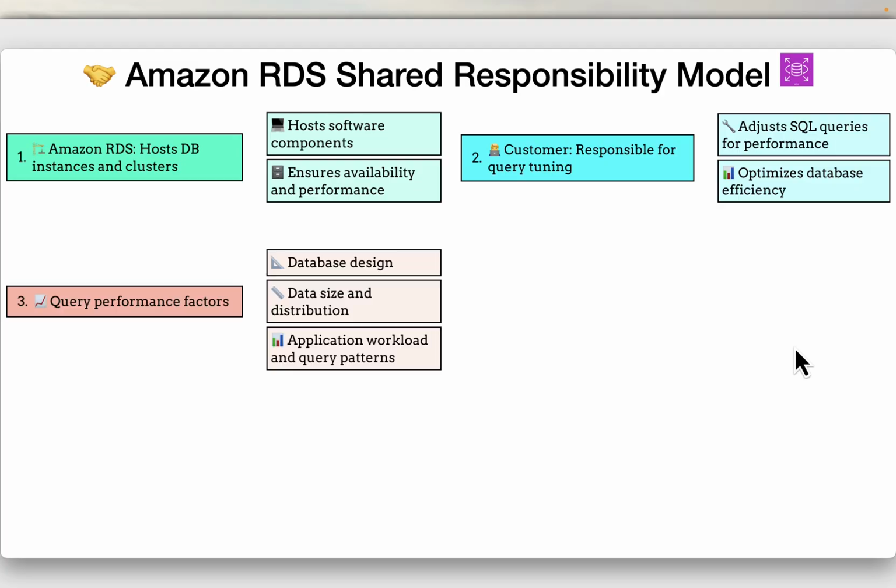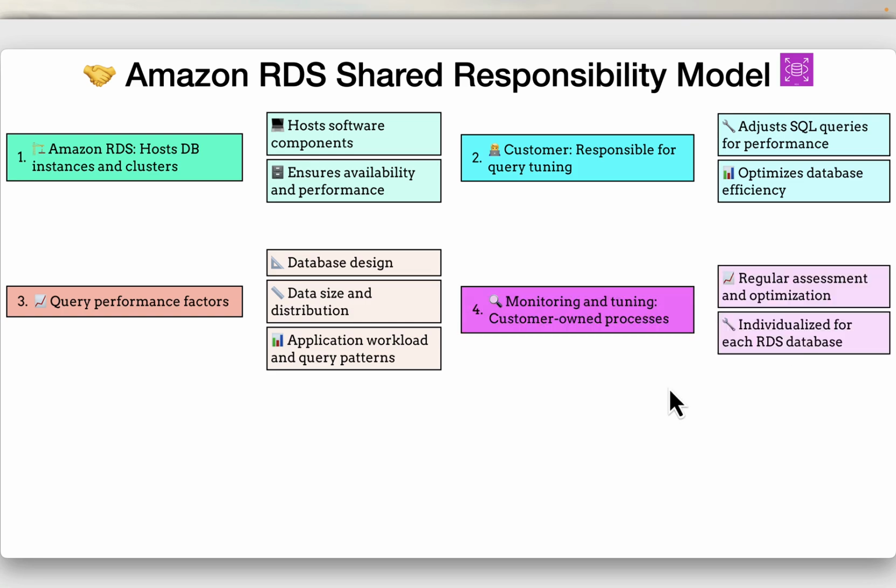Then third, query performance depends on database design, data size and workload. Query performance is highly dependent on factors such as database design, data size, data distribution, application workload and query patterns, which can vary greatly between different use cases. And fourth, monitoring and tuning are customer-owned processes. Monitoring and tuning are highly individualized processes that you as a customer own for your RDS databases, and it is essential to regularly assess and optimize your database performance.